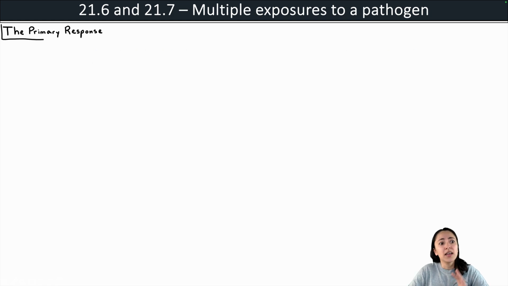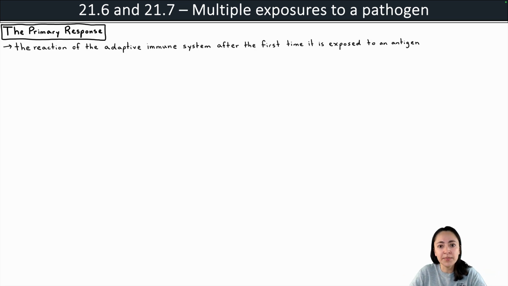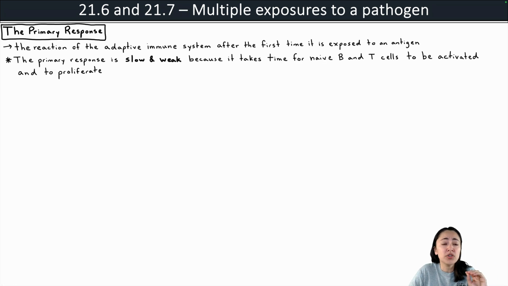All right, so again, we have 2 different types of responses depending on whether it's your first encounter with a pathogen or antigen versus your second. The primary response is the reaction of the adaptive immune system after the first time it is exposed to an antigen. The primary response is usually very slow and weak because it takes time for your naive B and T cells to be activated and to proliferate. So it takes a while for your body to start creating those memory T cells and B cells, and for your B cells and T cells to learn to recognize those foreign antigens.